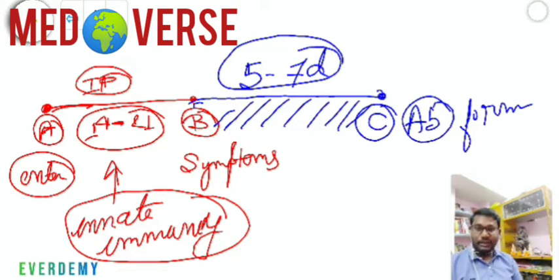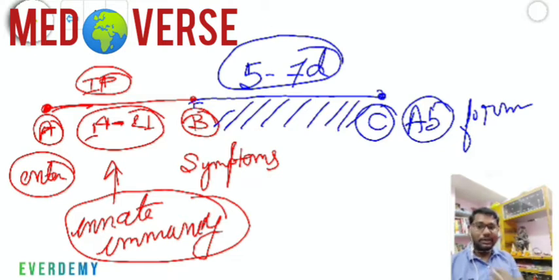So the A to B time period is called the incubation period. It varies and is different for different pathogens, like bacteria and fungi. But the B to C time period is constant for every pathogen, and it takes 5 to 7 days. So when your symptoms start, after 5 to 7 days your antibody formation occurs. This time period is called the seroconversion period.